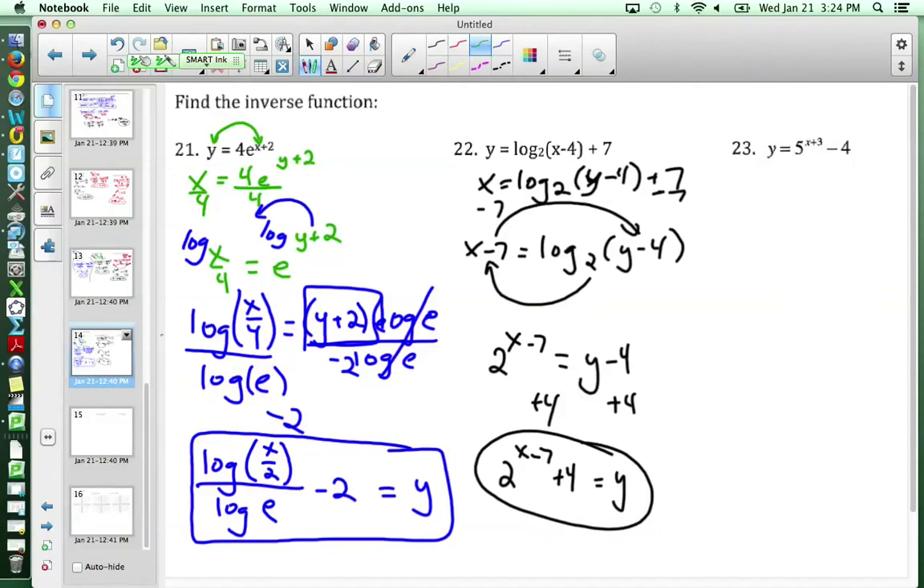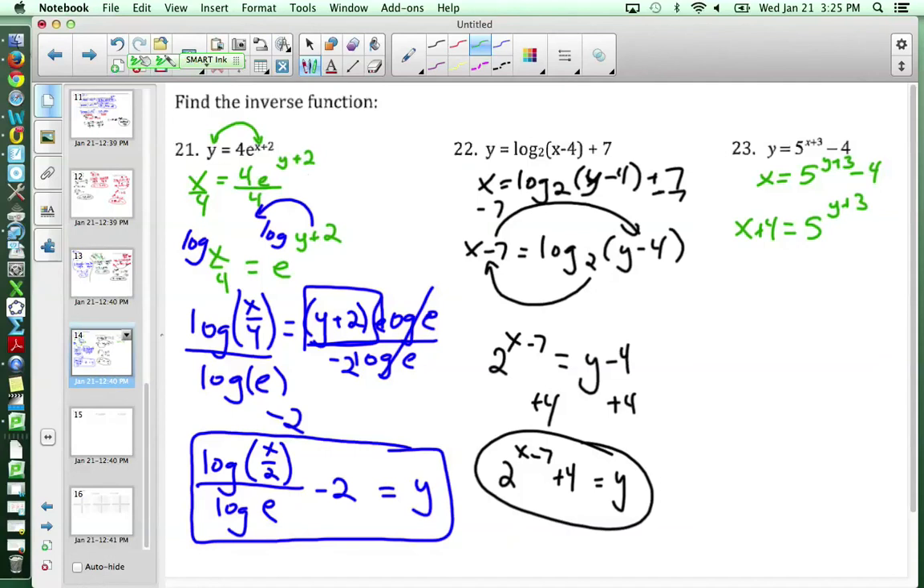For number 23, we have y equals 5 to the x plus 3 power minus 4. In order to find the inverse, we have to switch the x and the y. So x equals 5 to the y plus 3 power minus 4. First, we have to add 4 to both sides. So x plus 4 equals 5 to the y plus 3 power.